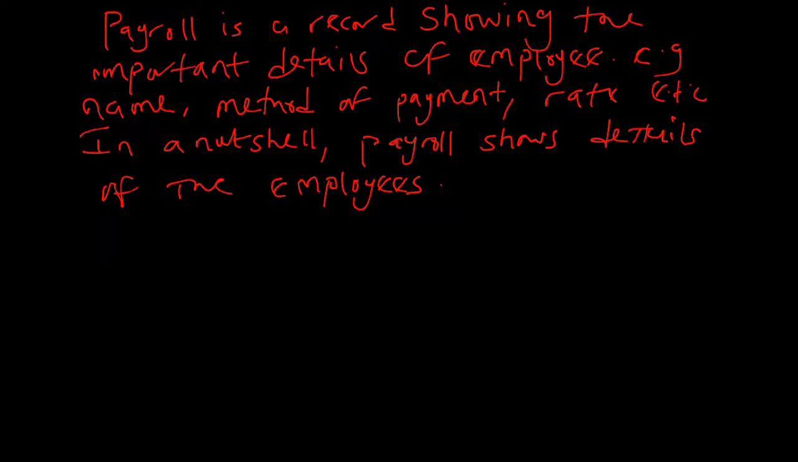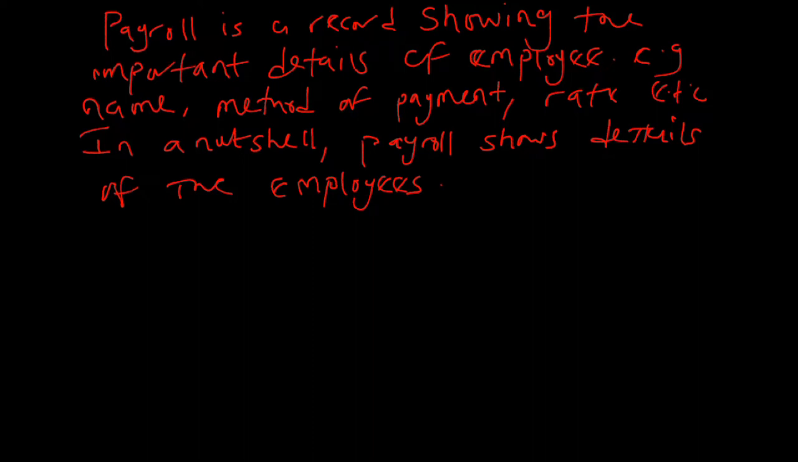So as we have here, payroll is a record showing the important details of employees, e.g. the name, method of payment, rate, etc. So in a nutshell, payroll shows details of employees.